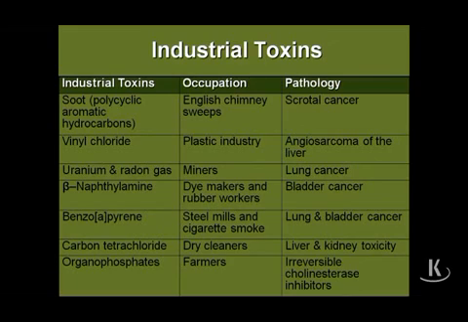Vinyl chloride, we've already talked about. Angiosarcoma of the liver. Uranium and radon gas in miners can lead to lung cancer. Beta-naphthylamine, which you see in dye makers or rubber workers, you worry about urinary bladder cancer. Benzopyrene, we mentioned, we find it in many sources, from soot, for example. Burning, incomplete combustion of material will lead to the formation of this particular carcinogen, and you can find it in anything like steel mills, cigarette smoke, any combustible material that you're burning that can lead to increased production of chemical carcinogens, leading to lung cancer, and can circulate and go to the bladder, leading to urinary bladder cancer.